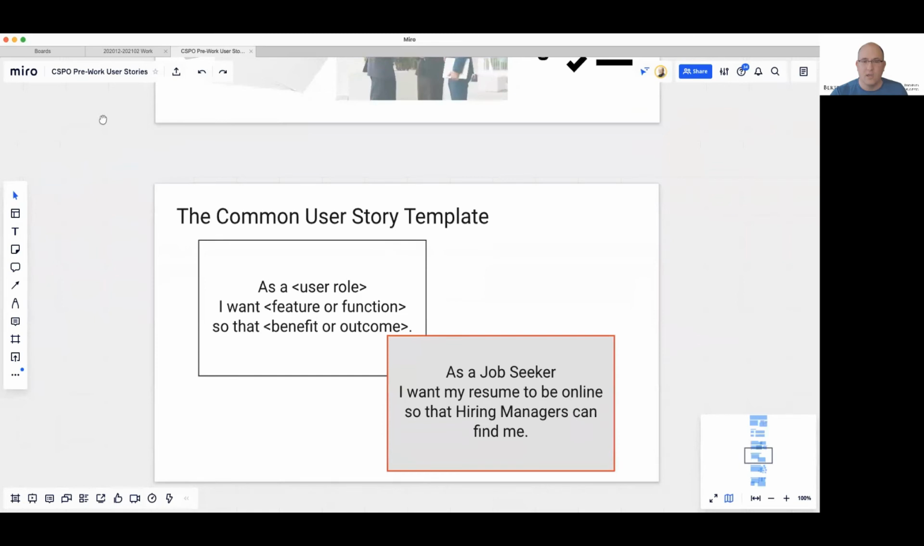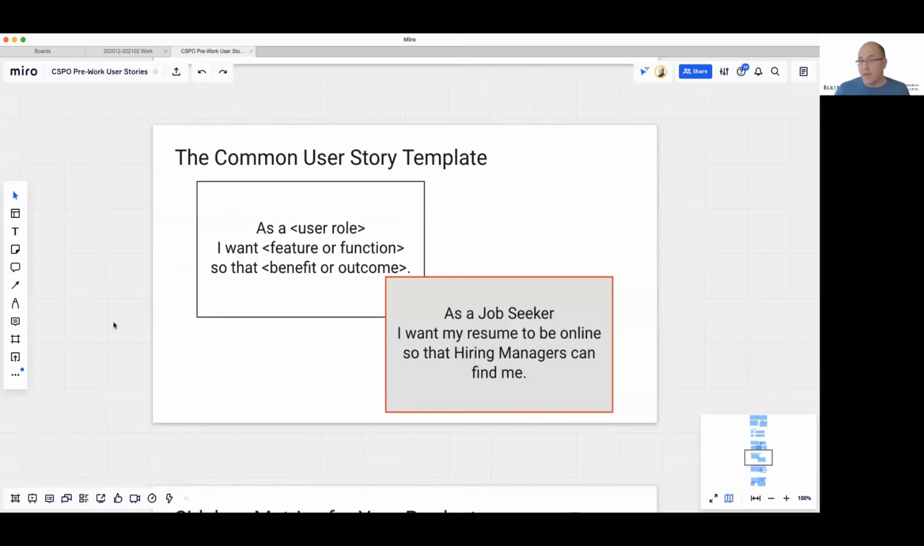So you're probably already very familiar with it. You stick in a user role, some sort of feature or function, and then a benefit or an outcome. So as a job seeker, I want my resume to be online so that hiring managers can find me. Okay, fairly straightforward. As a user role, I want a feature or function so that I get some sort of benefit or outcome. And it's all focused on the user, which is fine.